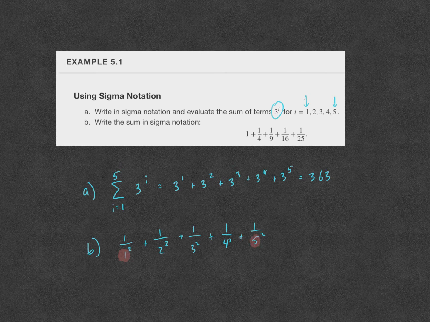So the way that we write this using our sigma notation is the sum from i equals 1 to 5, because those are the two numbers that I highlighted in red, and the expression that we're substituting into is 1 over i squared, 1 over i to the second power.